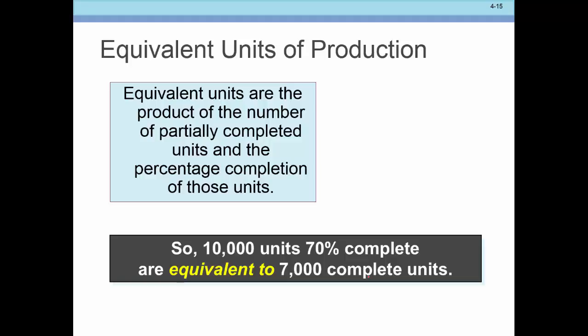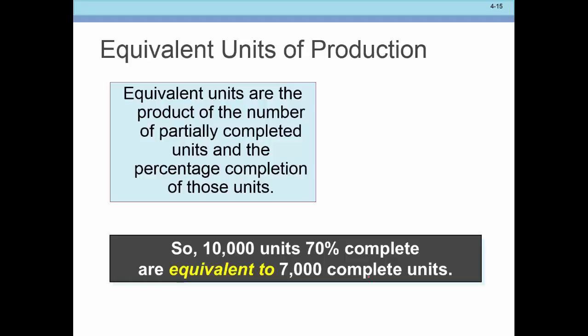And what we're going to be able to do is give ourselves credit for the amount of work that we've done up until that point, and we'll use that credit to come up with a number of whole equivalent units if we had finished those items, okay? So we're going to have to come up with this notion of equivalent units.